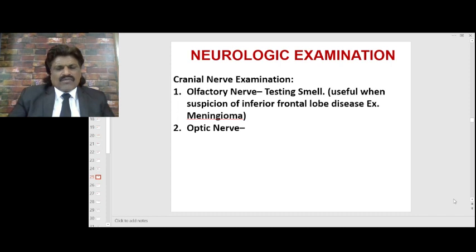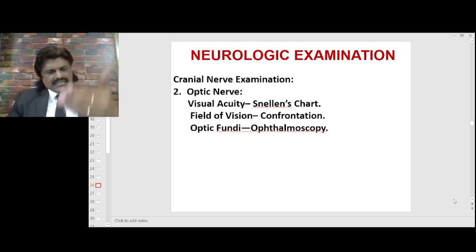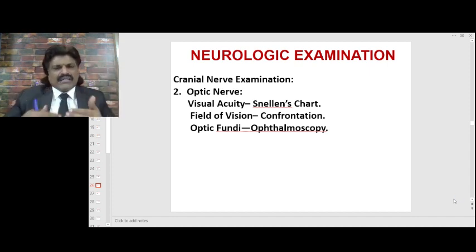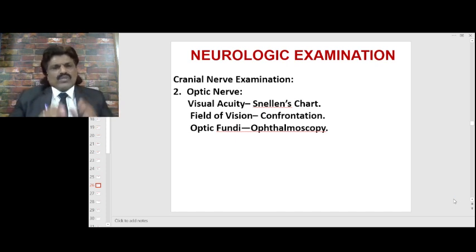Then we check out on the optic nerve. Optic nerve is tested by visual acuity. We give Snellen's chart and ask the person to see a particular letter in the chart. So we have a numerator and denominator. Denominator represents the normal person who sees that particular letter at that particular distance, and the numerator is the patient's condition. So visual acuity, the Snellen chart, talks about the sharpness of the vision.